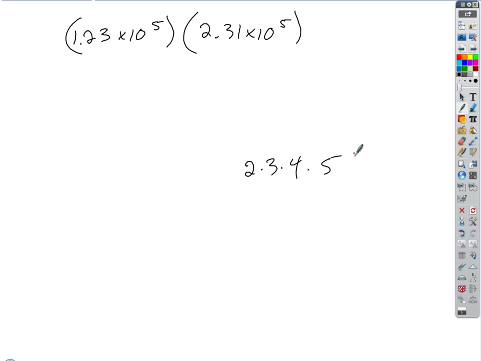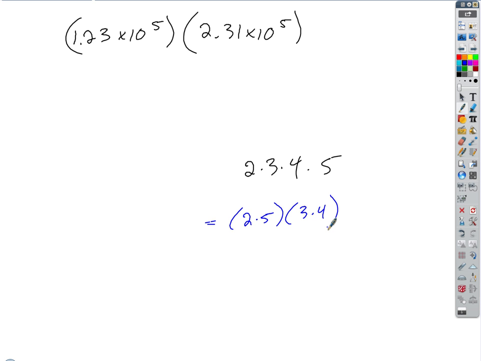2 times 3. Okay, you could do 2 times 3 times 4 times 5, or I'd say maybe there's even an easier way. 5 times 2. 5 times 2, why not, right? Multiplying by 10 is the easiest thing in the world. That's just a matter of moving the decimal, right? So if we wanted to, we could make this equal to 2 times 5 times 3 times 4, right?